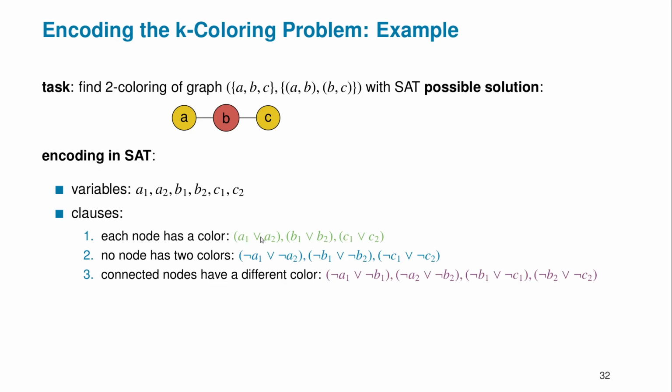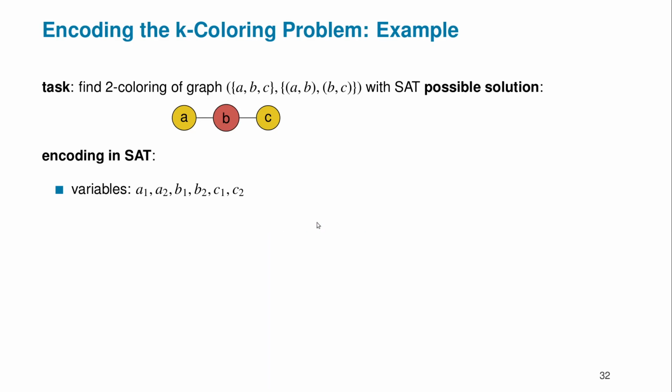If we would have 3 colors, then we would get here 3 ternary clauses. If we would have more nodes, we would get more clauses. So if we have more colors, the clauses would get larger. If we have more nodes, we would get more clauses.